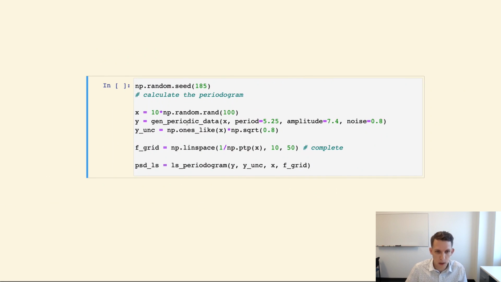We're generating the data along with some uncertainties, and then we need to figure out what is the size of the grid. Okay, and well, that's the answer, but it shouldn't be there. So let's delete it real quick, and then we'll add it right back in. Okay, so we want 1 over capital T, which is the duration of the observations. That is essentially the maximum value of x minus the min. NumPy has a nice function for that called PTP, or peak to peak. And so we can just say 1 divided by peak to peak of x. We want a maximum frequency of 10, and we know we want 50 spaces in our grid. And then we can calculate the periodogram.